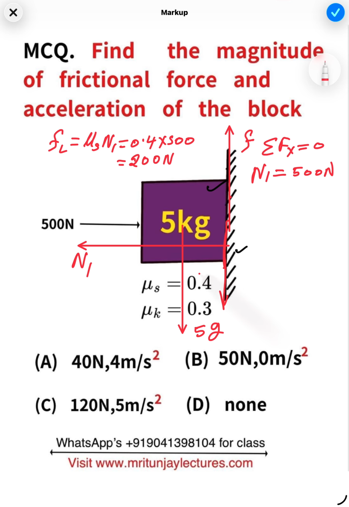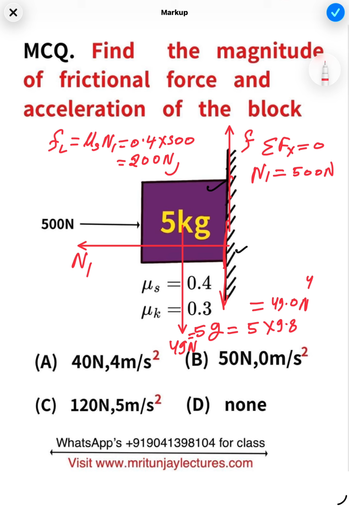Applied force is how much? Basically the downward force is how much? 5 into g. For simplicity g is taken as 10 or 9.8. Okay, if you consider 9.8, what about that value? 5 into 9.8, 49. So 49 newton downward. Clear? And limiting friction is how much? 200. It means this block is not moving in the downward direction.